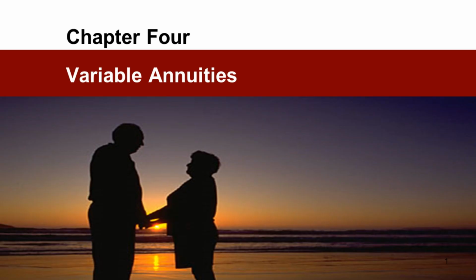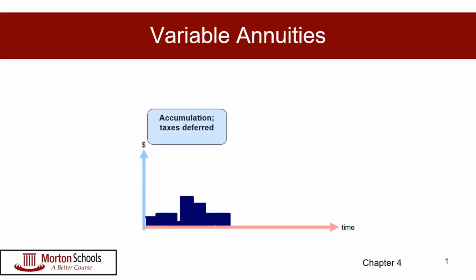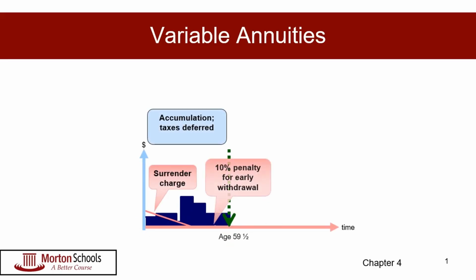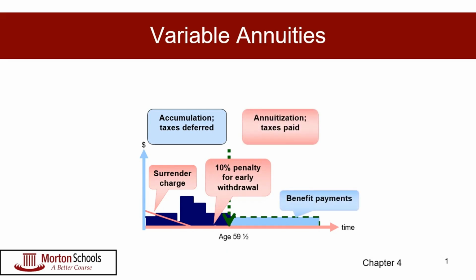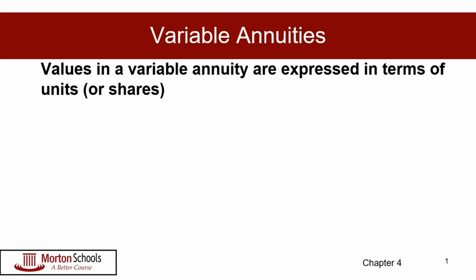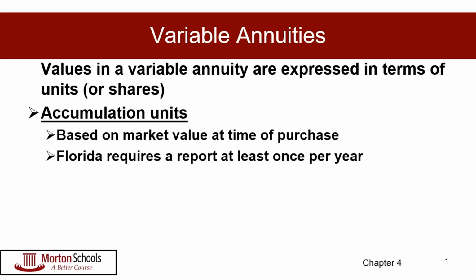Variable annuities are the focus of Chapter 4. These annuities offer different benefits and risks compared to fixed and indexed annuities. Variable annuities allow for tax-deferred accumulation and require taxes to be paid upon annuitization. They also have surrender charges and penalties for early withdrawal before age 59 and a half, but provide benefit payments over time. In variable annuities, values are expressed in units.